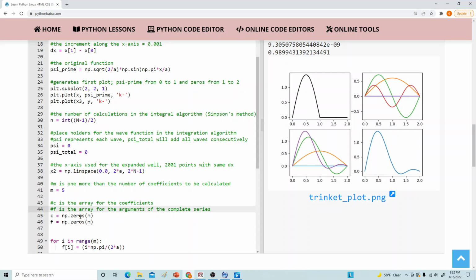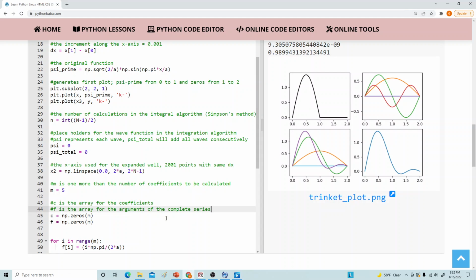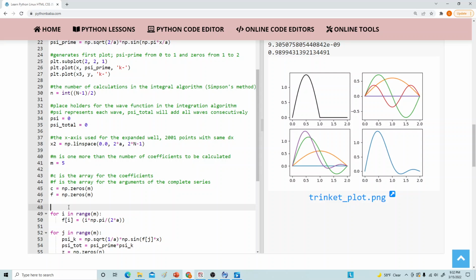And the argument, this f argument, is going to be this n pi x over 2a. Okay, so this is what we mean by f. And the reason I chose f is because n pi over 2a represents the frequency of the sine wave. Okay, so that's why I chose f. And that's what we're calculating in this line of code. So this actually calculates the explicit frequencies for the complete set.